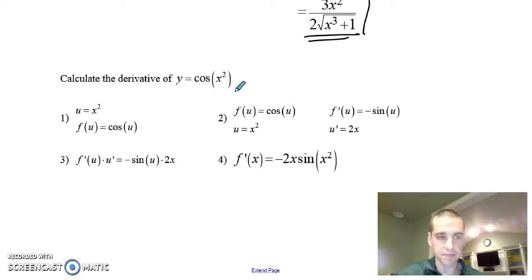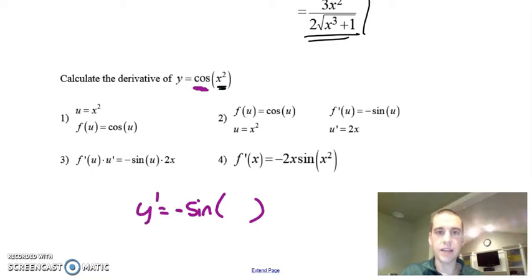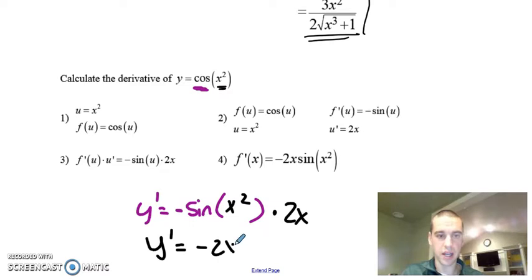So looking at the next example. The inside, the outside. So the derivative of the outside is negative sine of something, times keep the inside the same, x squared, multiplied by the derivative of the inside, 2x. Well, we want to rewrite this to make it look nicer. So negative 2x sine of x squared. Notice that we get the same answer, just a little quicker.